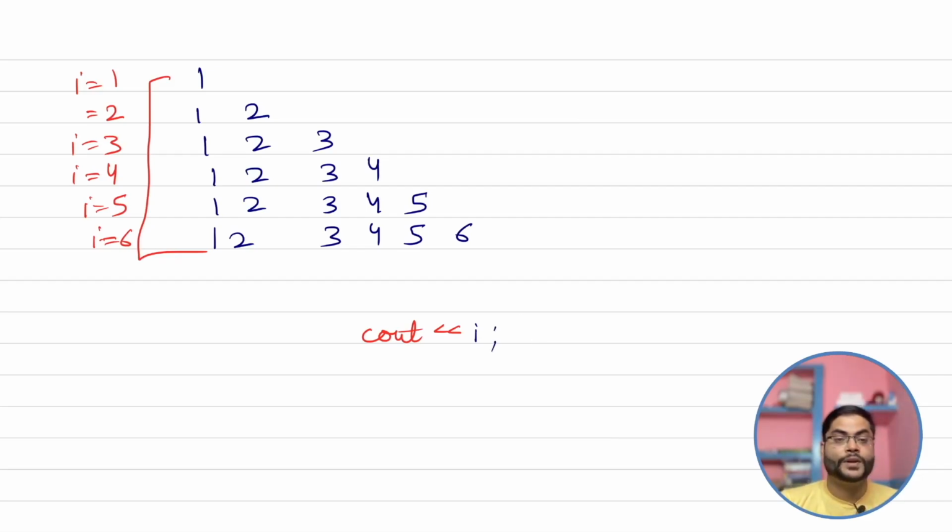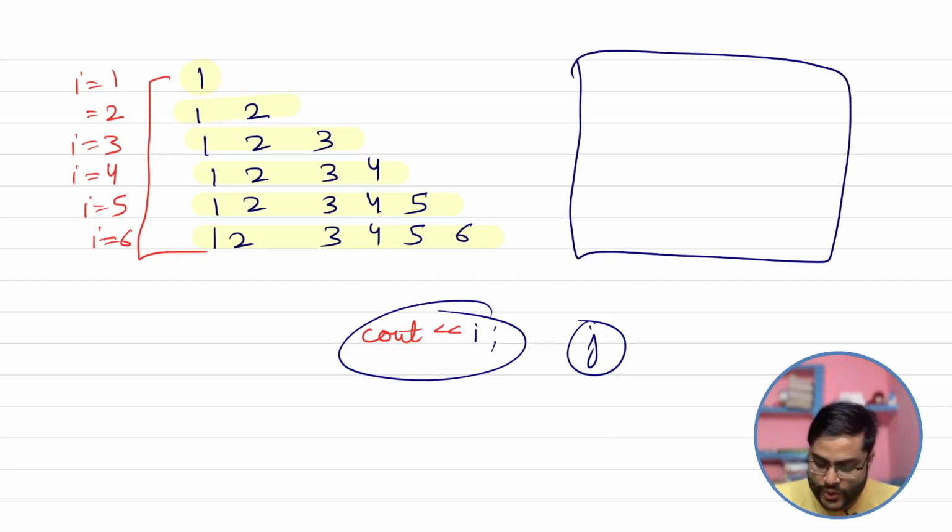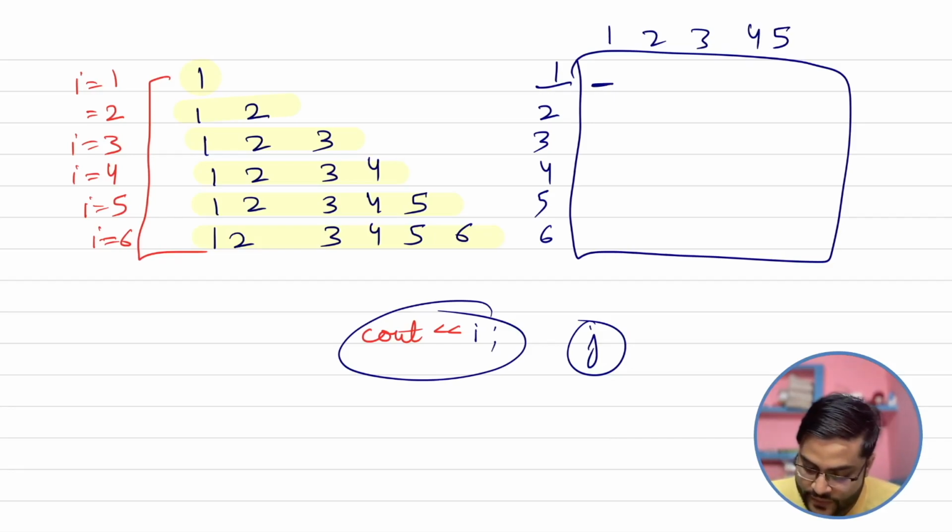So the issue is, we want to start printing with 1, then 1 2, then 1 2 3, then 1 2 3 4, then 1 2 3 4 5, then 1 2 3 4 5 6. Every time, what is starting from 1? Is it I or J? This is like a grid: line 1, line 2, line 3, line 4, line 5, line 6. At every line, you start from 1 2 3 4 and so on.